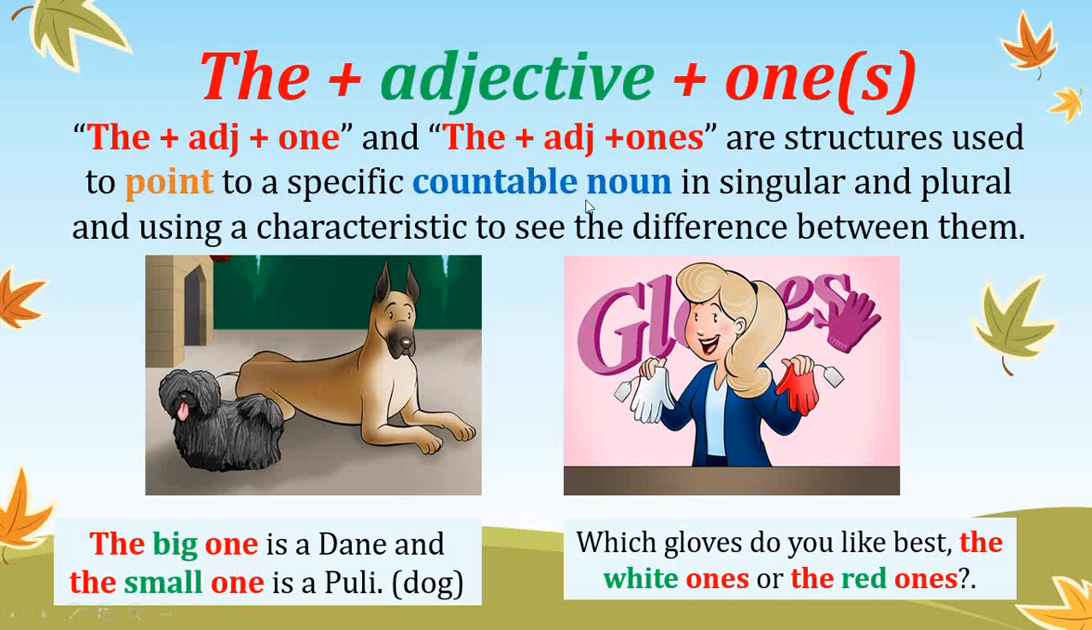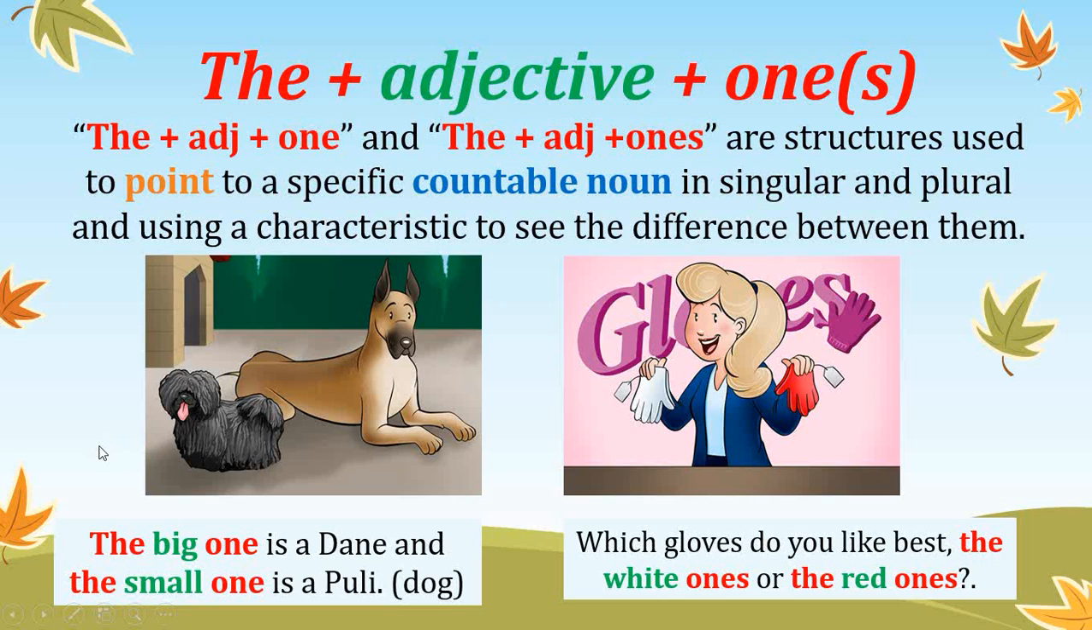Now we have this structure: the plus adjective plus one or ones. These are structures used to point to a specific countable noun in singular and plural, and using a characteristic to see the difference between them. Let's look at the first picture. We have two dogs, two different dogs.